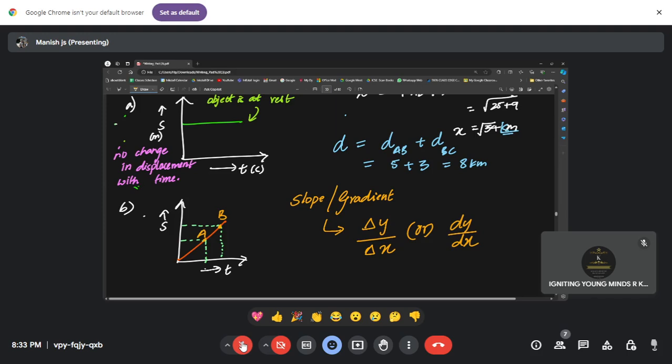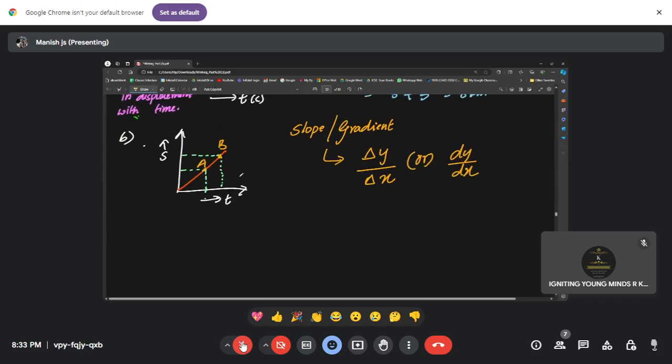So the ratio of change of y-axis upon the change of x-axis would give you the slope of any particular graph, not just the displacement time graph. This is just an example. It can be for any particular graph. So the slope can be evaluated using this formula. Come on, let us see.